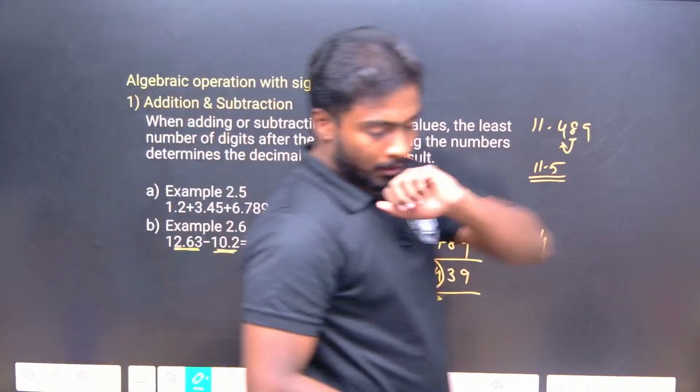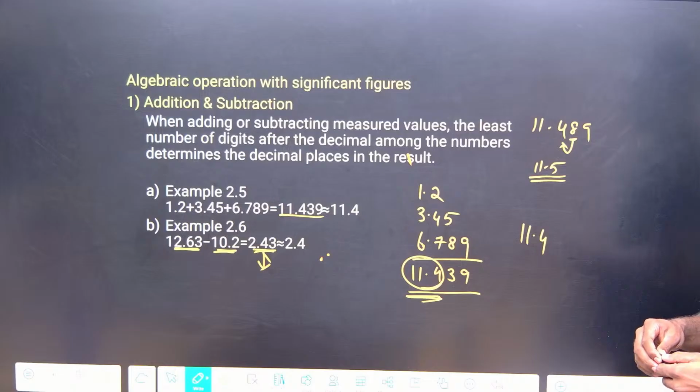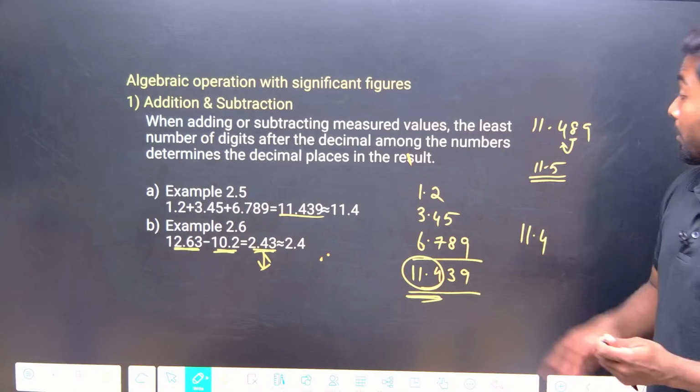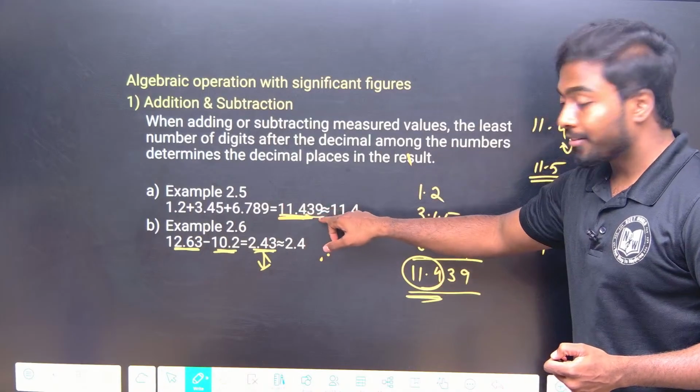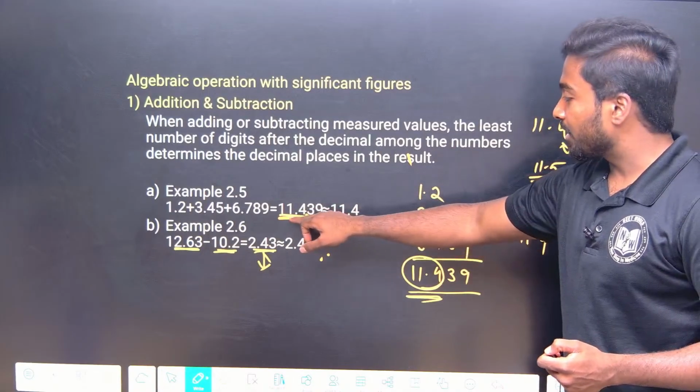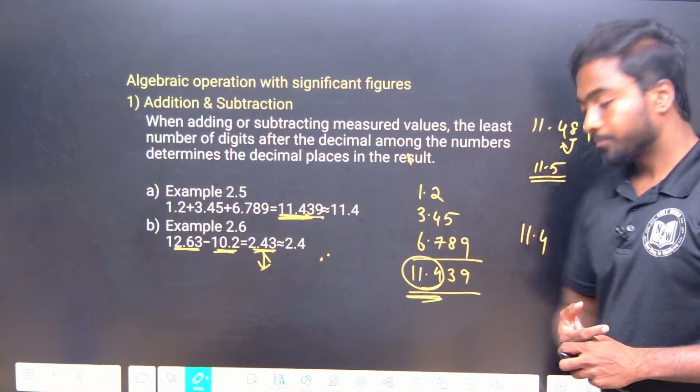Okay. In that case, will they not check the number 9? Which one? No. When they are asking for 4 significant, in that case I should check 9. Only 3 significant means the next number, the 4th number, I should check. Okay.